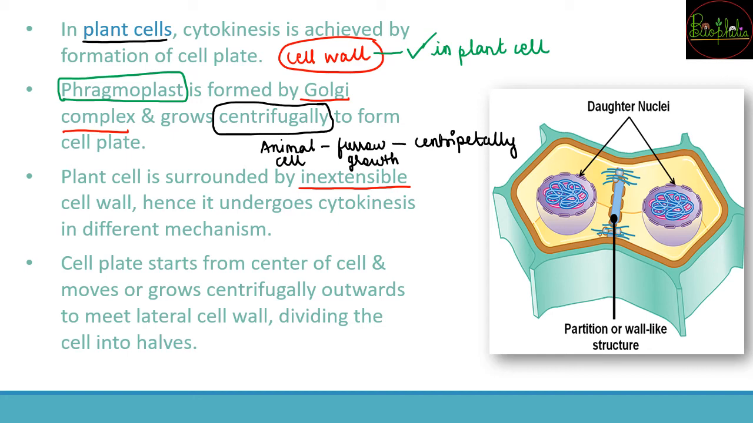And then finally, because of the phragmoplast growth, what is going to happen? The cell plate is also going to start to move towards the center of the cell, और center of the cell की तरफ जैसे ही वो move करना शुरू करेगी, it will meet the lateral walls, and once it meets the lateral cell wall, the cell is going to divide into the two halves. So over here फ्रैग्मोप्लास्ट का एक डिफरेंस आता है, सेंट्रीफ्यूगली ग्रो करने का डिफरेंस आता है, and that is going to make the division of cytoplasm different in the case of plant cells.